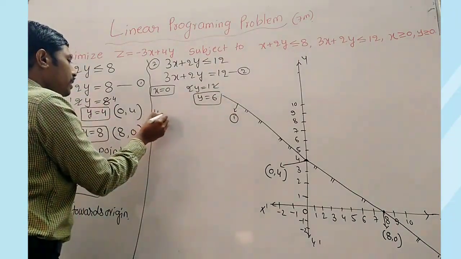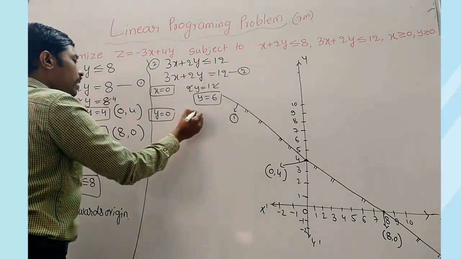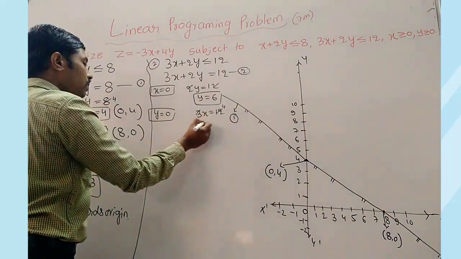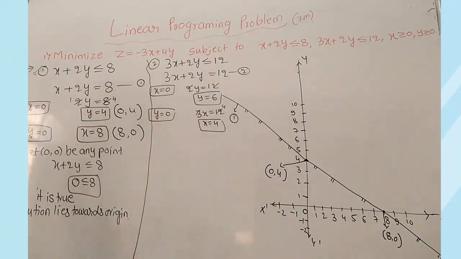Similarly, take y equal to 0. If I take y is equal to 0, this term is 0. What will you get? 3x is equal to 12. 3 fours are 12. So x, how much did you get? 4. Now we can mark these points on the graph.